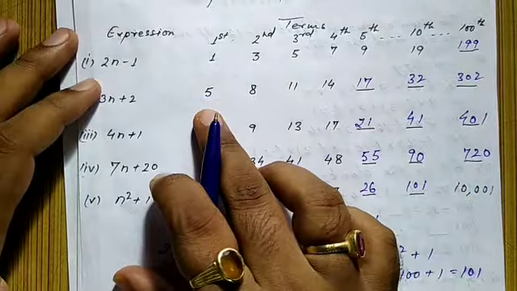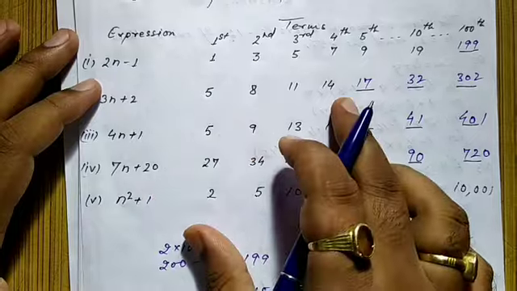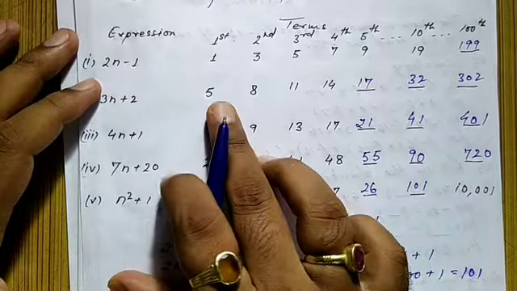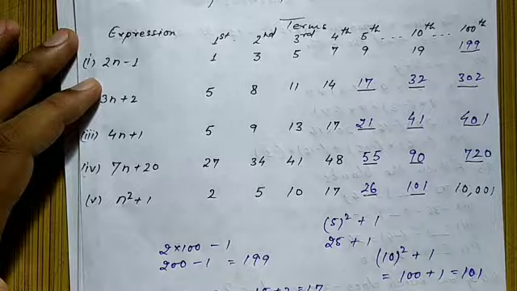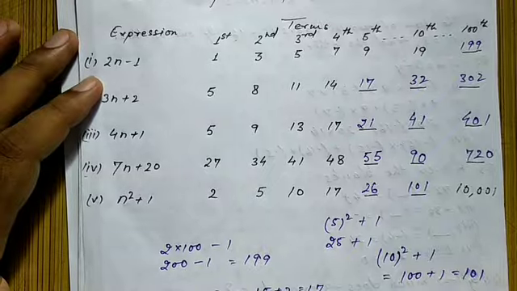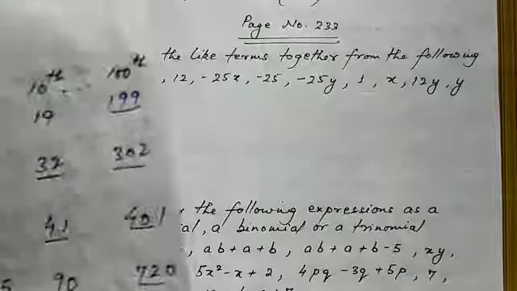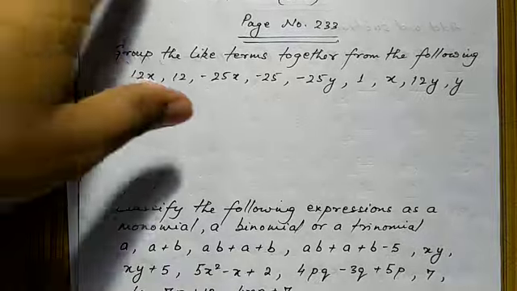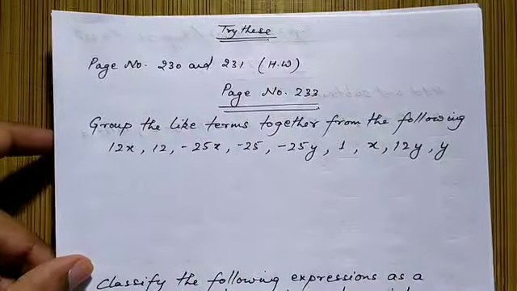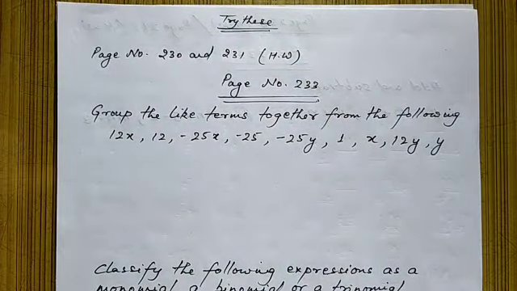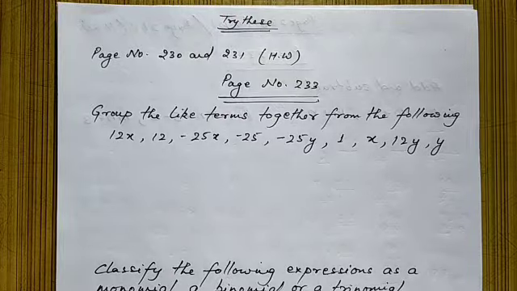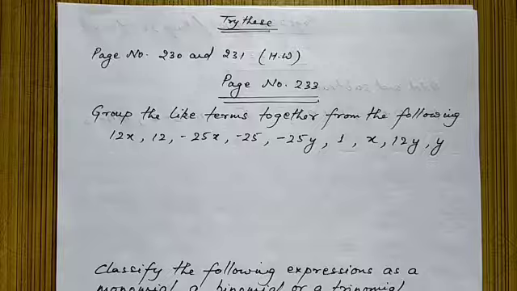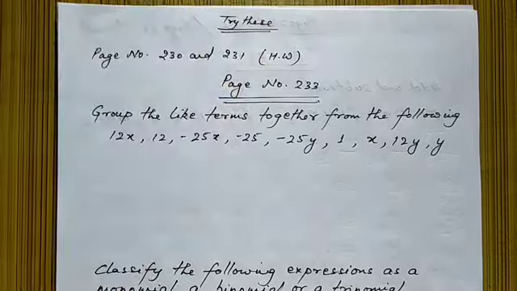Okay, if in your book here it is given 2, 5, 8, 11, so cut it and write 5, 8, 11 and 14. Okay, now let's start. Try these. Very easy. Try these in this chapter. So page number 230 and 231, that is your homework. Only you have to find the terms and coefficient. Okay, if you have any confusion in this, try this. You can also ask me.